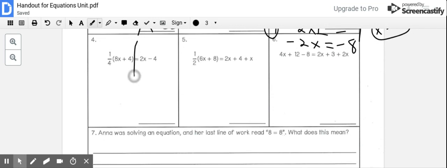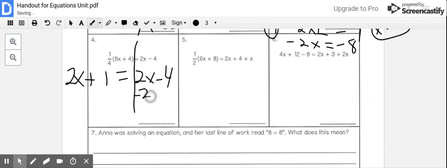Okay, and the last one we're going to do today is number 4. We're going to distribute. So 1/4 of 8 is 2x. And then 1/4 of 4 is 1 equals 2x minus 4. And then we're going to minus the 2x on each side. And right away, some of you might notice that those are going to cancel out, and we're left with 1 equals negative 4. So is that a true statement? I would hope you know not. And so there is no solution. So we're going to put that null set, or put no solution.